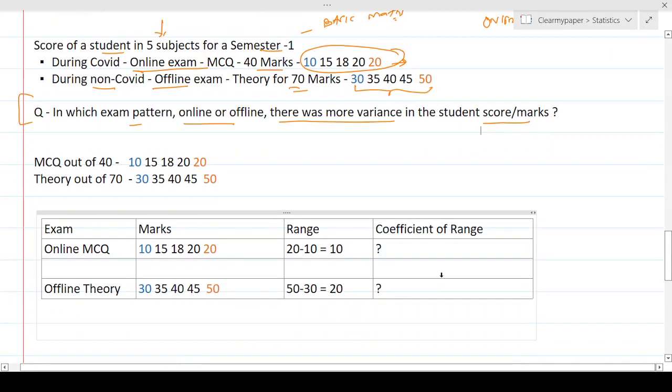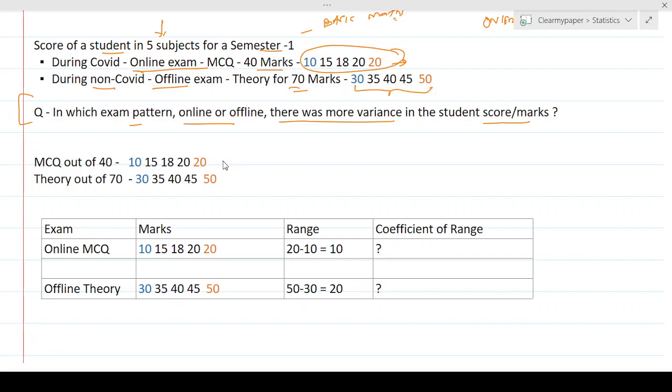So we are going to rewrite this. We have the marks over here for online, and the marks here for offline. Let's first calculate the range in a simple way. The range is nothing but the largest value minus the smallest value. The largest value is in orange, the smallest value is in blue.